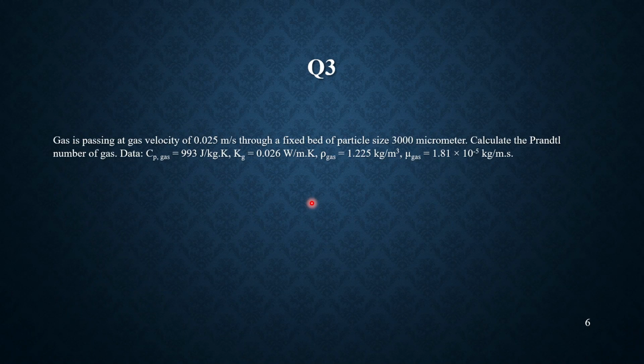We'll go to question 3. In question 3, it is asked that gas is passing at a gas velocity of 0.025 meter per second through a fixed bed of 3000 micrometer. Calculate the Prandtl number of gas. We are given Cp of gas, which is 993 joules per kg Kelvin, and thermal conductivity of gas 0.026 watt per meter Kelvin, and density of the bed, 1.225 kg per meter cube, and mu, viscosity of gas, is 1.81 into 10 power minus 5 kg per meter second. So it is a very simple question.